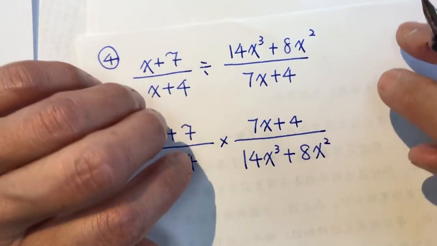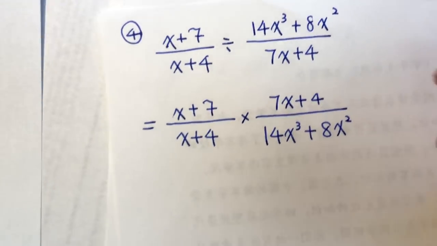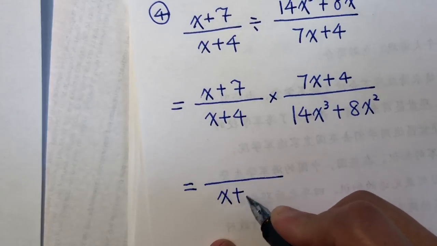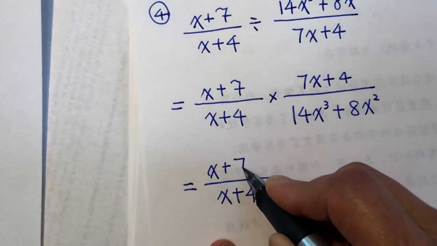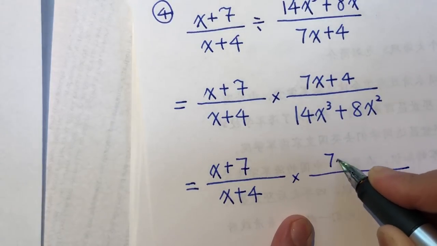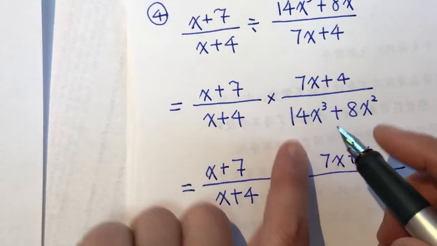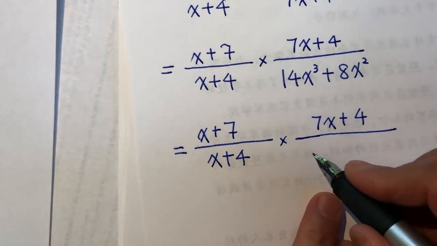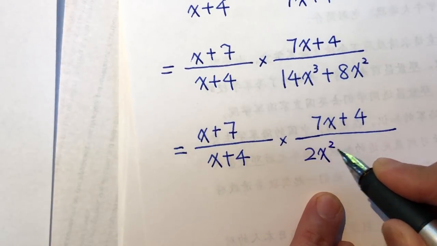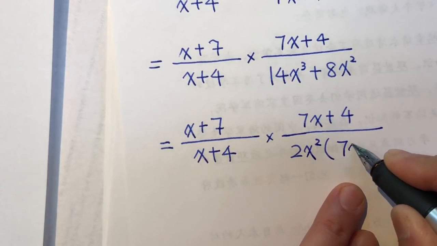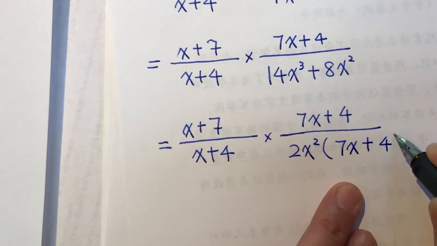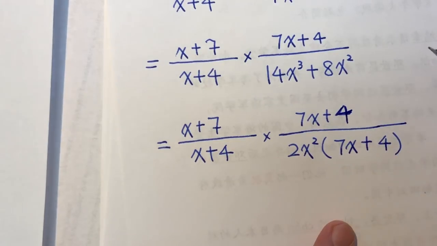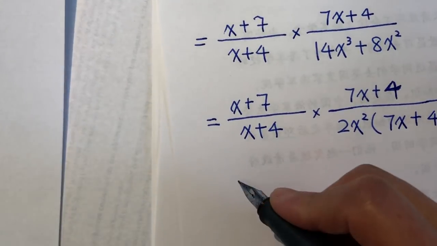Okay, did I change anything? I didn't change anything. I just changed the sign. So I do an equivalent movement. I did not change any single thing. Times 7x plus 4. And here we can take out the common factor. 2x squared times 7x plus 4. Oh, I see ya, baby. We can cross cancel this one out.